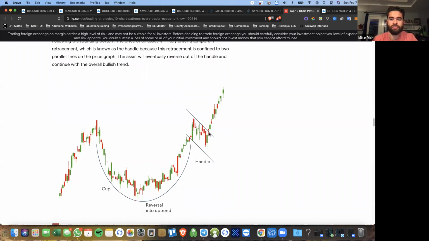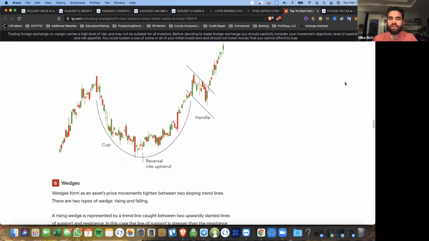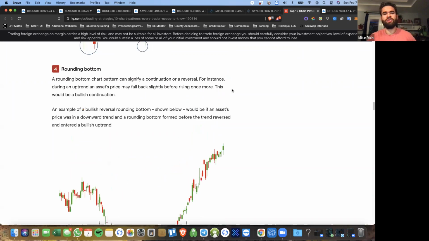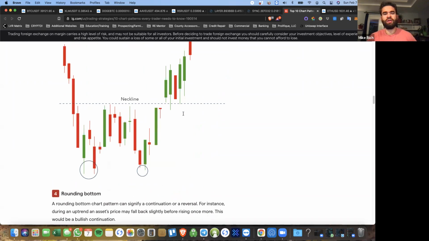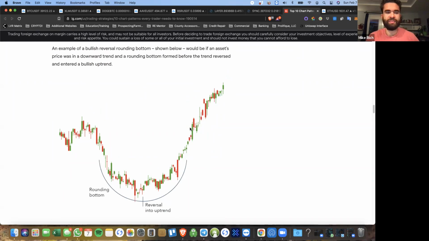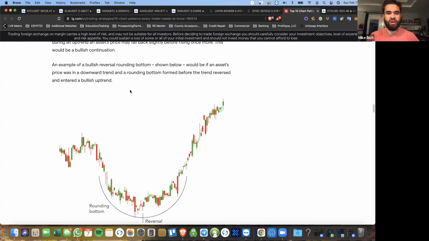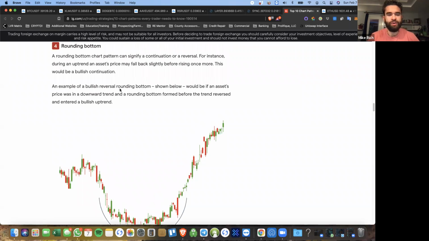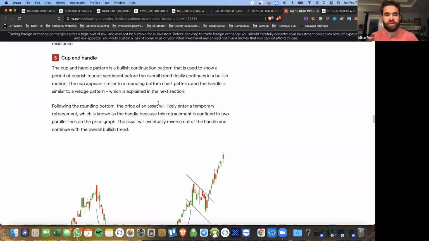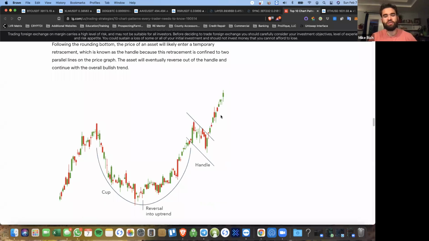So, rounding bottom, cup and handle. This one is really powerful. We're seeing this one quite a bit. We kind of got out of the phase of this. We've been seeing a lot more descending triangles and these W's as well. Definitely been seeing them. Oh man, this is a continuation. Oh no, rounding bottom is a continuation. Sorry. Cup and handle is also a continuation.